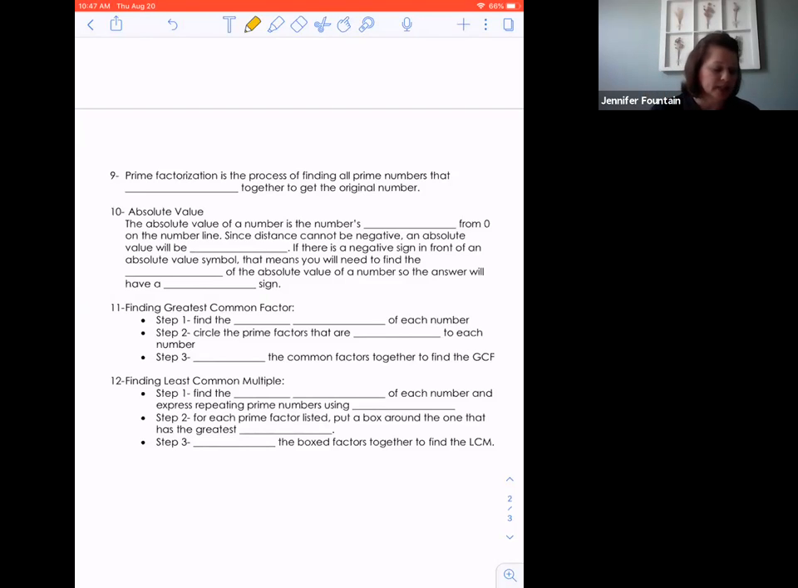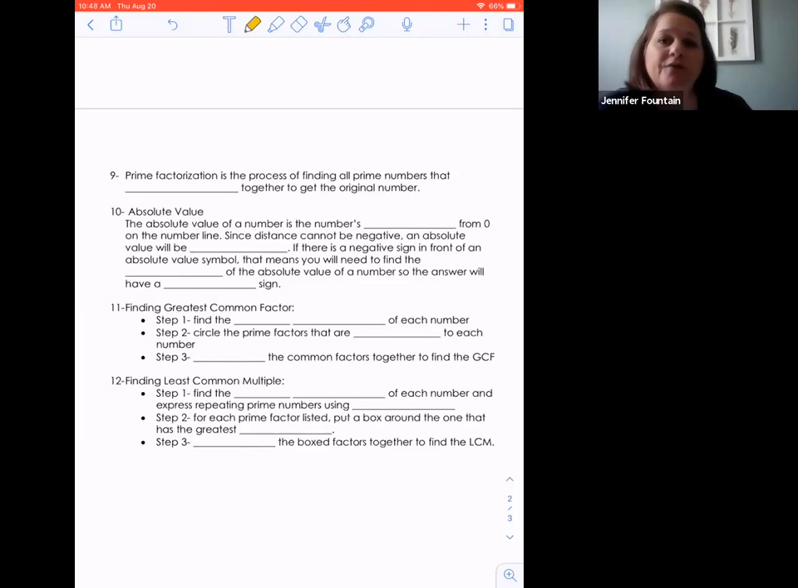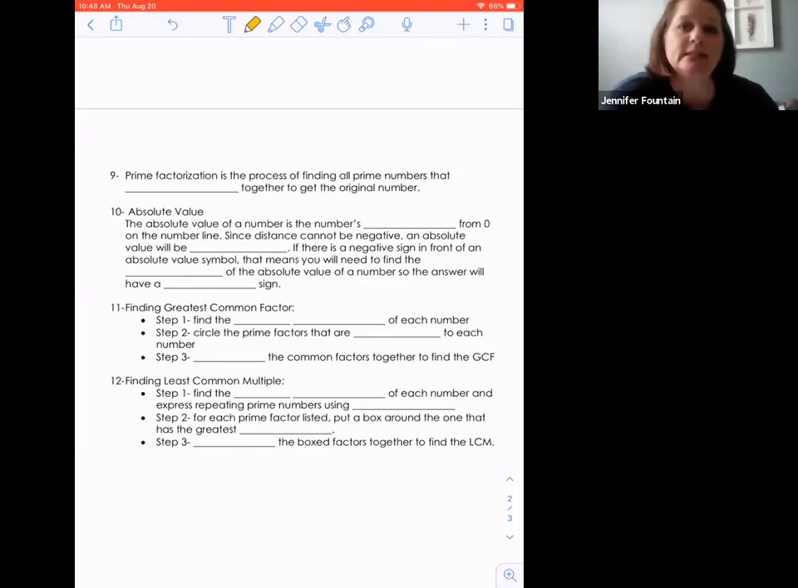Greatest common factor, least common multiple, numbers 11 and 12, going to correspond with lesson 6. So I put the steps. To find the greatest common factor, I know that my first step for both of these is going to be prime factorization. List the prime factors.